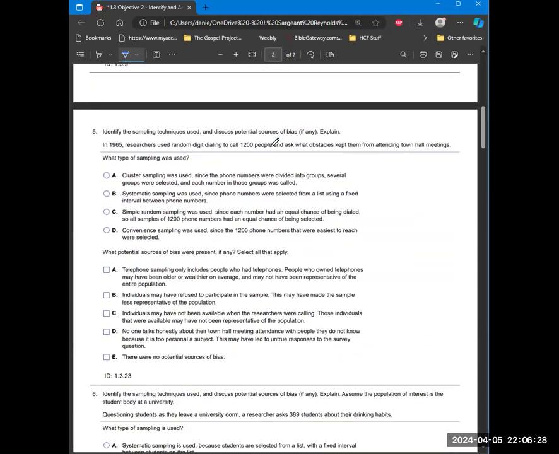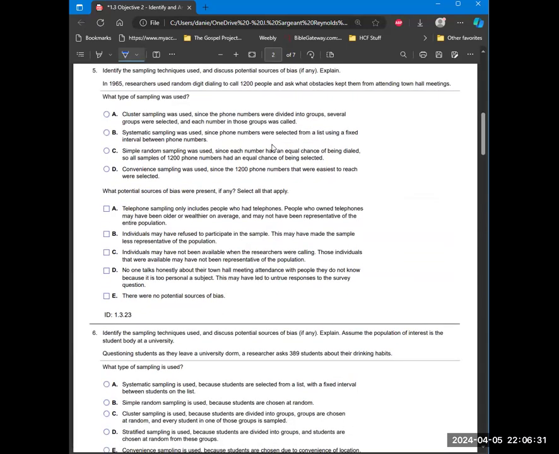Let's move on to number 5, identify the sampling techniques used and discuss potential sources of bias, if any. In 1965, researchers used random digit dialing to call 1,200 people and ask what obstacles kept them from attending town hall meetings. So C, this is a simple random sample that was being used since each number had an equally likely chance of being dialed. And also all samples of 1,200 phone numbers had an equal chance of being selected.